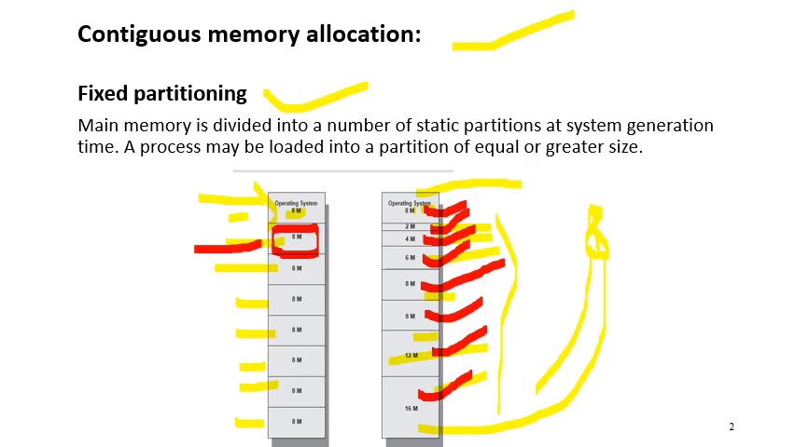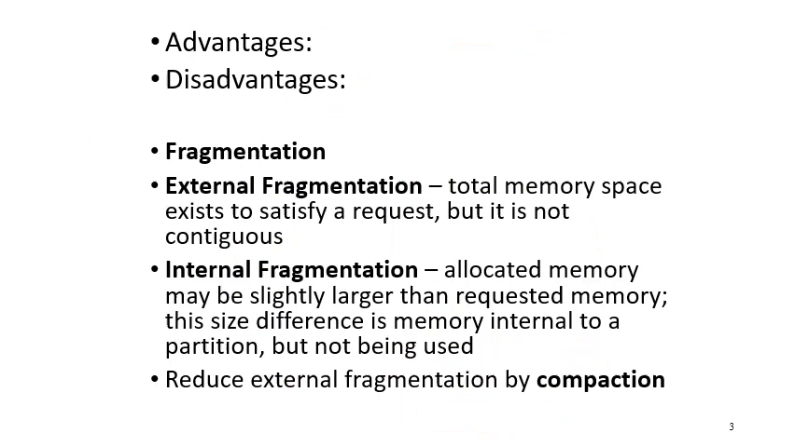We can reduce external fragmentation by compaction. Compaction shuffles the memory contents to place all free memory together in one large block. Compaction is possible only if relocation is dynamic and is done at execution time. This is all about fixed partition. I have discussed the advantages, disadvantages, and fragmentation, both external and internal.